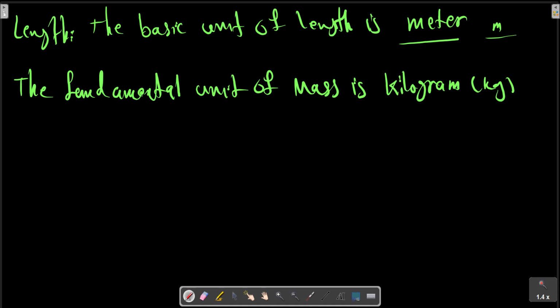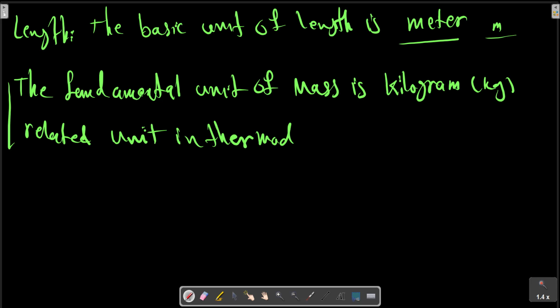A related unit that is used frequently in thermodynamics is the mole, defined as an amount of substance containing as many elementary entities as there are atoms in, for example, 0.012 kilogram of carbon.